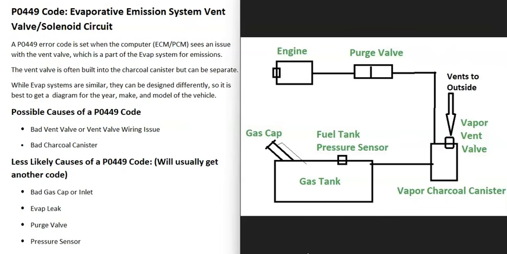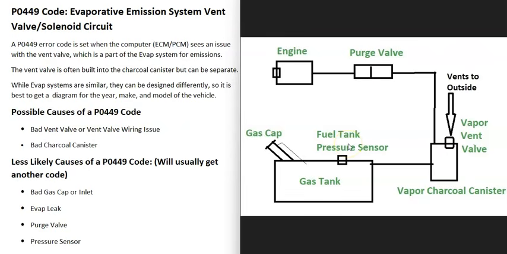There are other components inside the evap system that can also cause problems. But usually when these other things go bad, you're going to get other codes. For example, if you had a bad gas cap, that would cause a leak, so you get a leak code. If one of these hoses is not connected well, you would have an evap leak, which would also give you a code. If you have a bad purge valve, usually you get some kind of purge valve code.